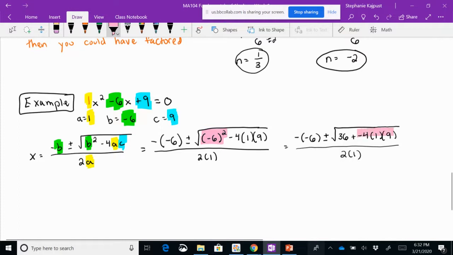Next step is the multiplication inside the square root. So we have to do the -4 times 1 times 9. So x equals -6 plus or minus square root of 36. The -4 times 1 times 9 is -36. So that's going to be 36 minus 36. And then that's over 2 times 1.